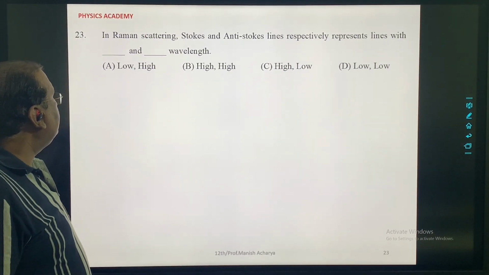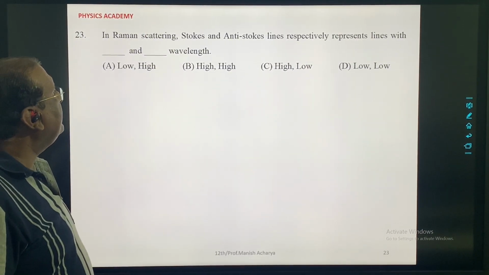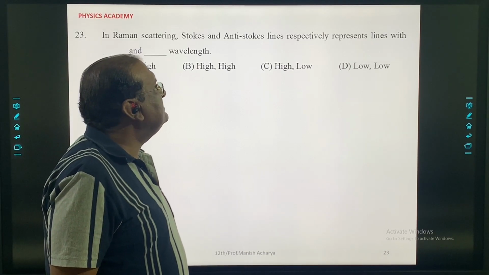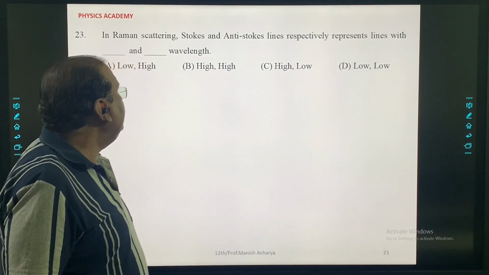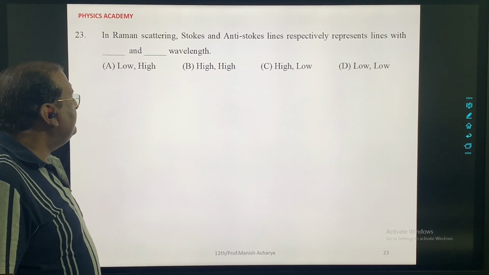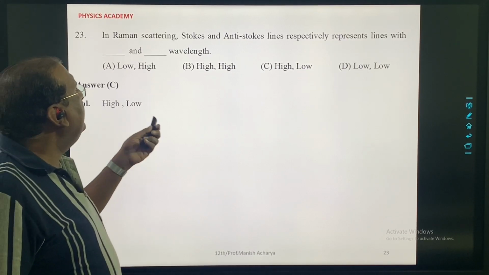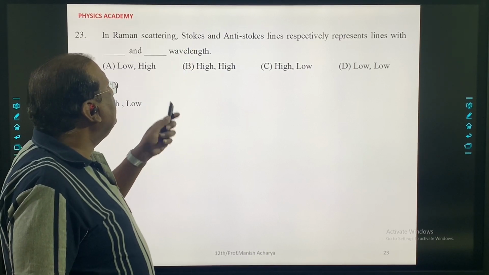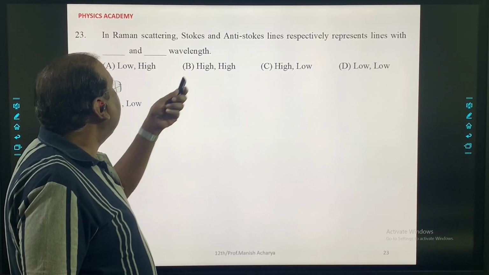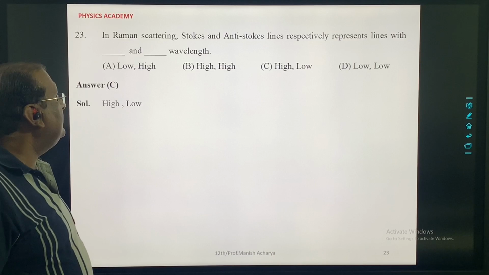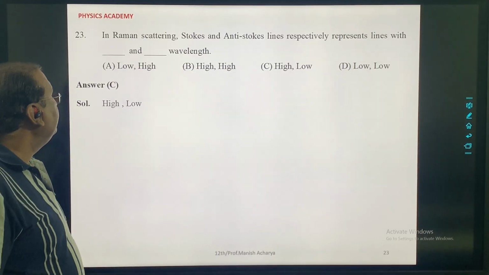Now question number 23. In Raman scattering, Stokes and anti-Stokes lines respectively represent lines with which wavelength? This one you have to remember, high and low. So Stokes lines represent a high wavelength and anti-Stokes lines represent a low wavelength.